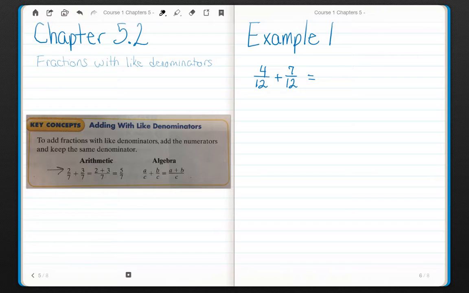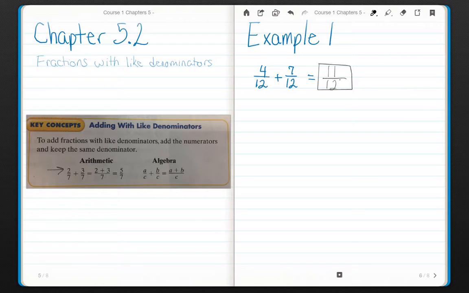So let's get into these examples. Example 1, 4/12 plus 7/12. Again, we keep the denominator the same. 4 plus 7 is 11. We place the whole thing over 12 because the denominator doesn't change. And there is the answer. Yes, you do need to show the original problem. For this answer, 11/12 is as simplified as an answer can be, so I don't have to do anything else.